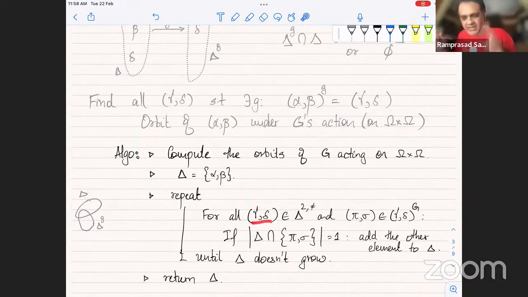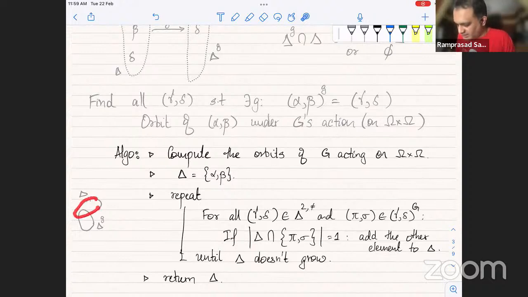Okay, so pick up some pair gamma comma delta, and let's assume that the gamma and delta are different stickers. Now pick up all possible pi comma sigma, which happens to be in the orbit of gamma comma delta. And now when am I sure I can add a new element? If I took this pair and acted upon it with some g, I ended up with a pair pi comma sigma. If it so happens that pi is in my delta, but sigma is not in my delta, then I know I must add sigma.